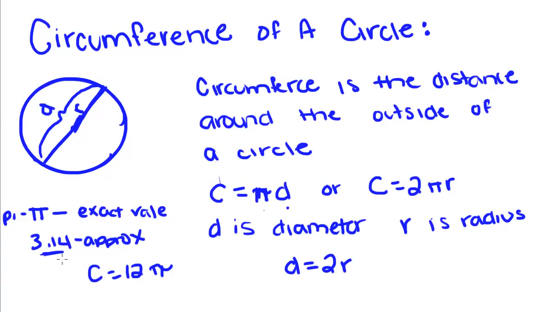Pi is a non-repeating decimal, so it just keeps going on and on forever. So there's no way to get exactly circumference unless you write it like this. But if you wanted to approximate it, you'd take 12 times 3.14, and if you plug that into a calculator, you'll get 36.68. But that's just an example.